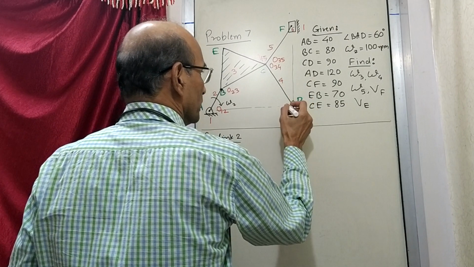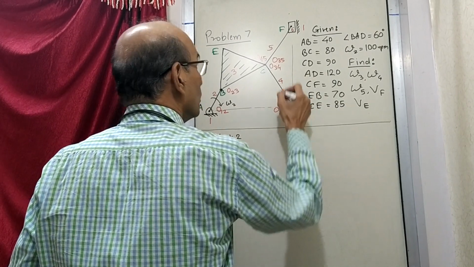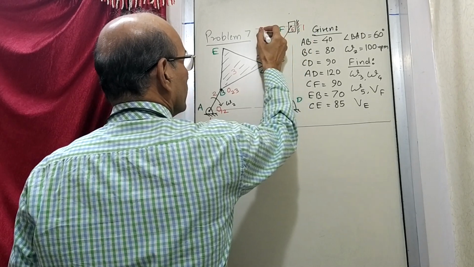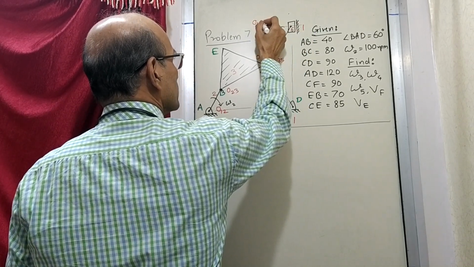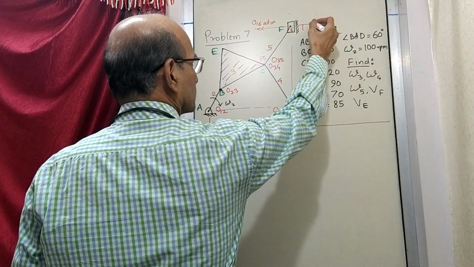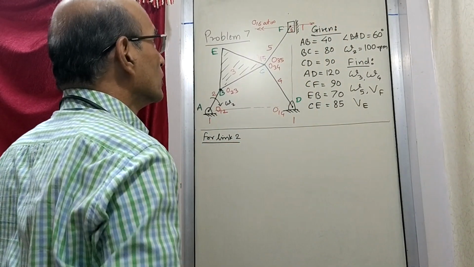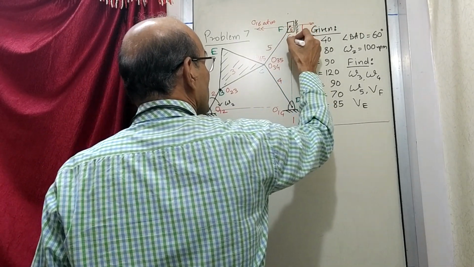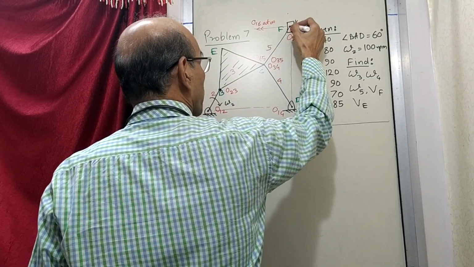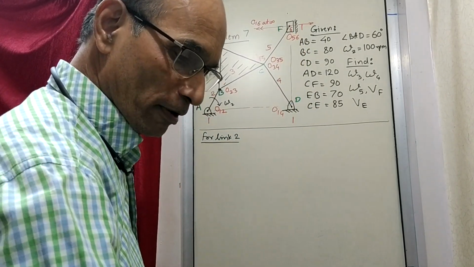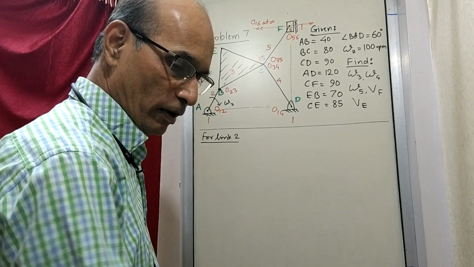Then 4 with 1 here, that is O14. Then 1 with 6, it will be at infinity, O16 at infinity, either here or here. So these are the centers which we already know, and we also know 5 with 6, O56, which is this point. So we know these centers, and the remaining centers we will find out as and when they are required.